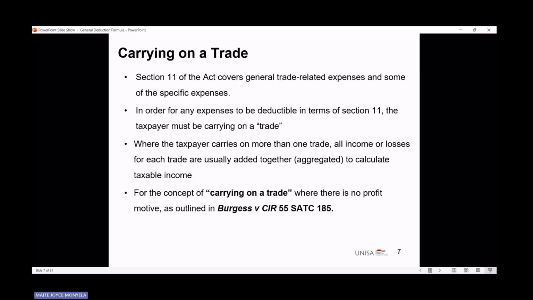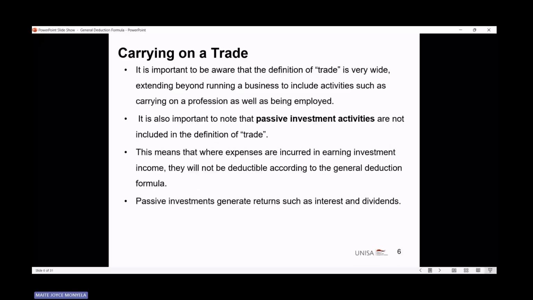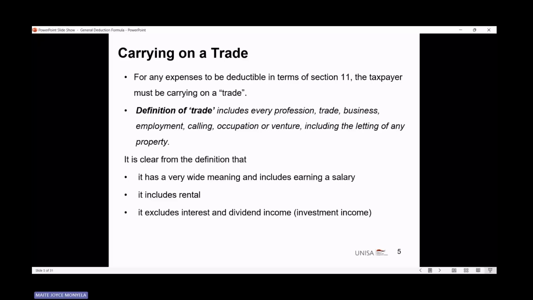So we are starting with the first one. We want to know if the business is carrying on a trade. So what does it mean to carry on a trade? I want to apply the question to what we are learning today. For expenses to be deducted in terms of section 11, the taxpayer must be carrying on a trade. The definition of a trade includes every profession, trade, business, employment, calling, occupation or venture, including the letting of property. So on this question, they are letting property, and they are also in business.